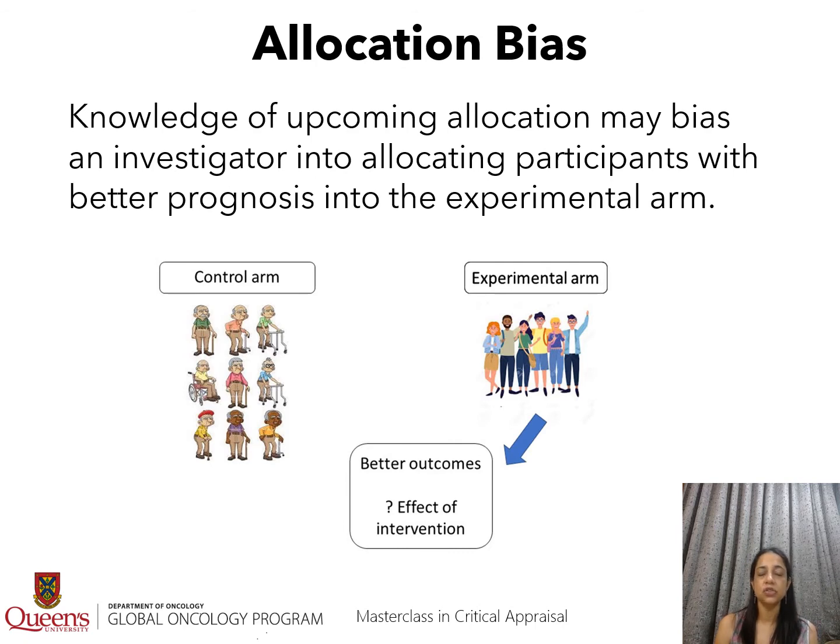Once we have decided to generate a random sequence, we need to prevent knowledge of upcoming allocation, because this may bias an investigator into allocating participants with better prognosis into the experimental arm. This is known as an allocation bias.